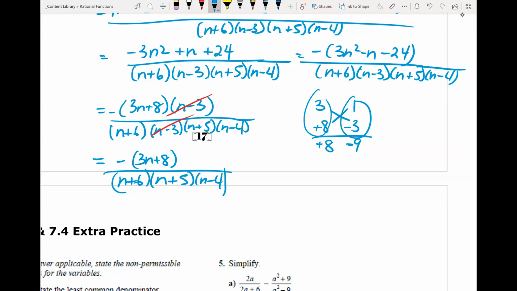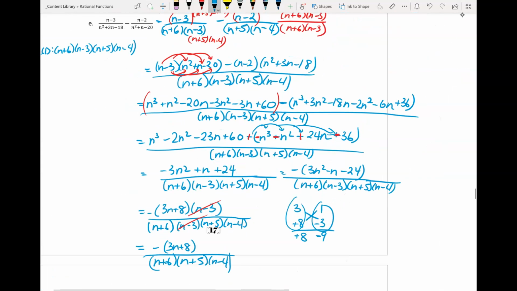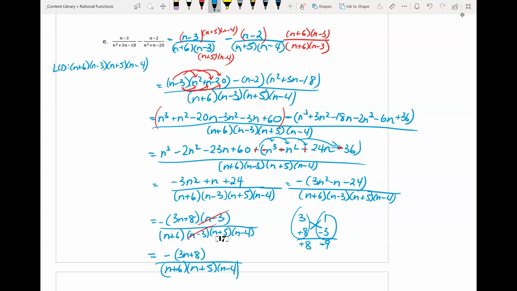And that one's done. This one was a really long and nasty one, but this is the hardest it would get. If you can do this, the rest of them are easy.